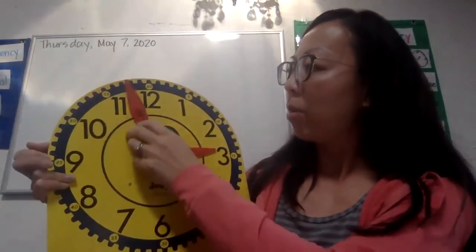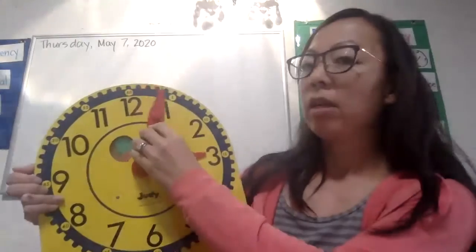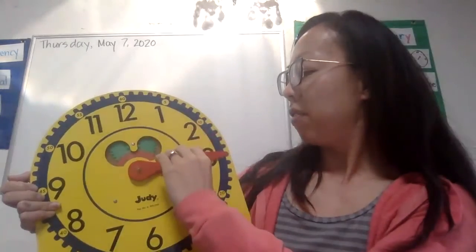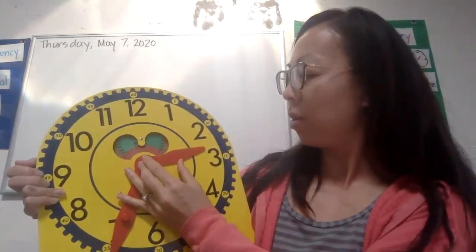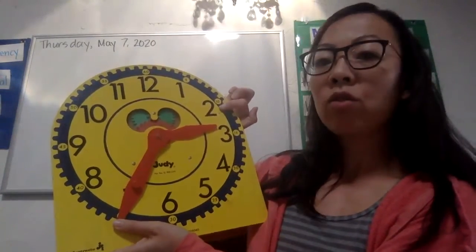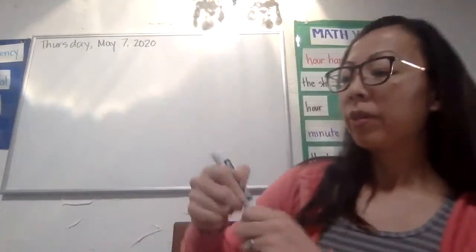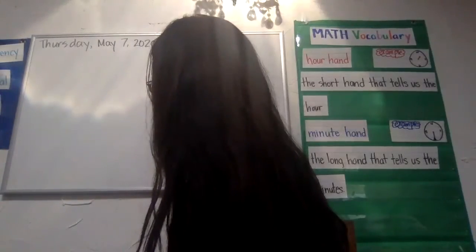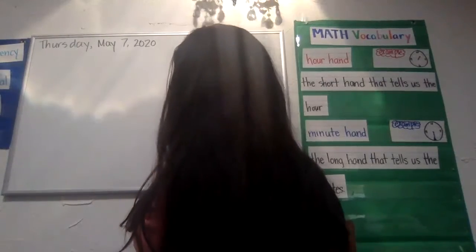Let's look at our minute hand. Remember, our minute hand, we count by fives. 5, 10, 15, 20, 25, 30, 35. Let's stop it there. So I'm going to move my hour hand back between the 2 and the 3, and my minute hand stopped at the 35. So what time is that showing? Remember, the hour is between the 2 and the 3, so it's 2. And the minute is at 35. So let's write what that's going to look like. It'll look like this. 2:35.